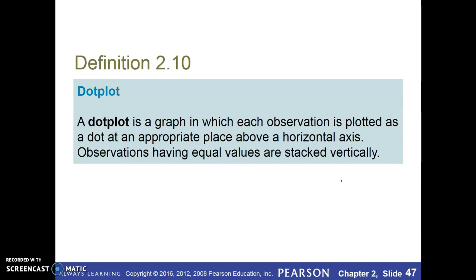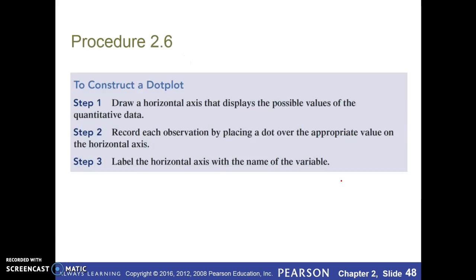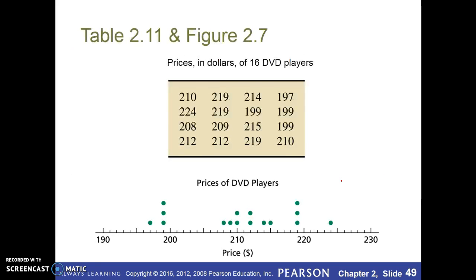Another way to display them is to use a dot plot. A dot plot is when each observation is plotted as a dot at an appropriate place above the horizontal axis. It looks something like this. So, prices in dollars of 16 DVD players. You have these 16 DVD players. One of them was, let's see, this must be $196, $199. And there were 3 of them there. And so that is a dot plot. It kind of gives you a picture of where most of them fall between.